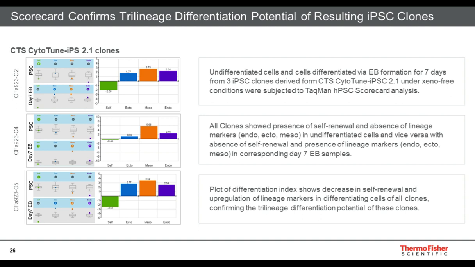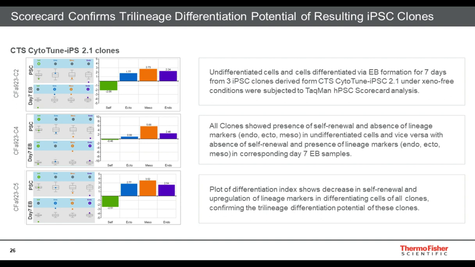So the Scorecard confirms trilineage differentiation potential, and let's look at what that data looks like when you get it from the Scorecard itself. You have the undifferentiated cells here, and that's what we're measuring. The 3 clones that we've been tracking throughout this talk have been measured with the Scorecard. Now, the green bar shows the self-renewal markers, and the box plots are reference sets of undifferentiated cells. The self-renewal in green shows that it has high self-renewal markers.